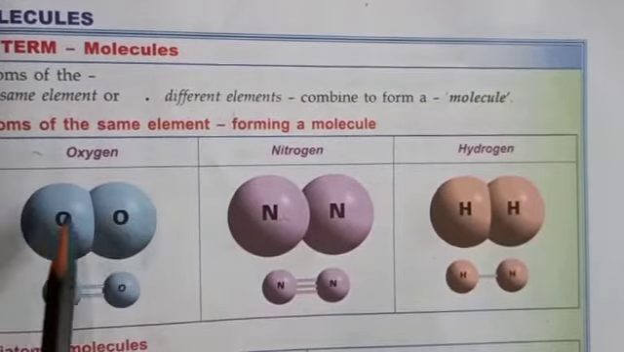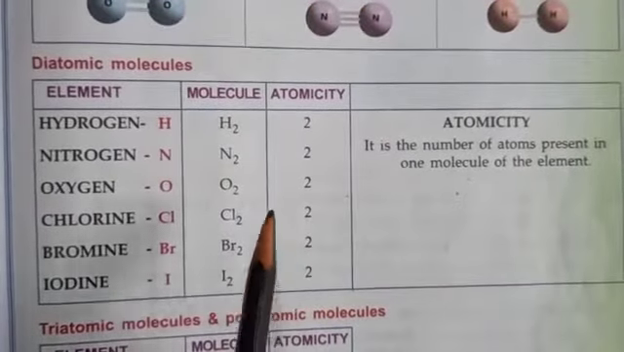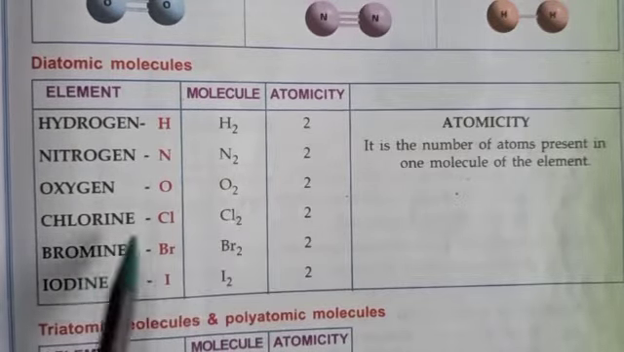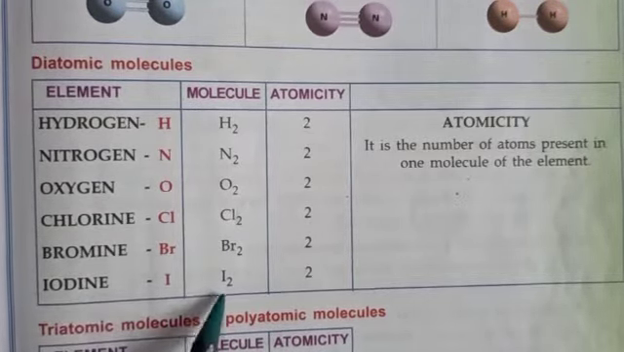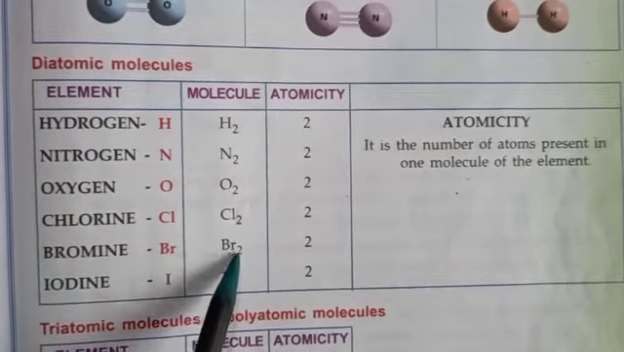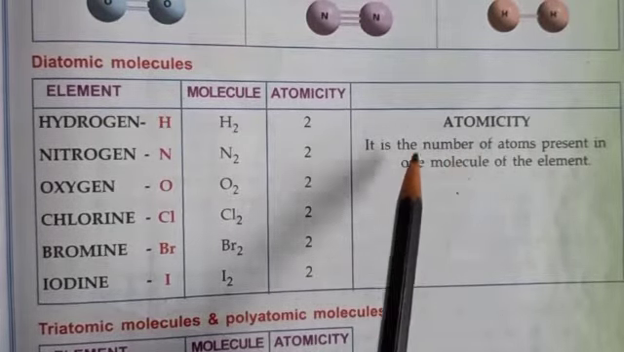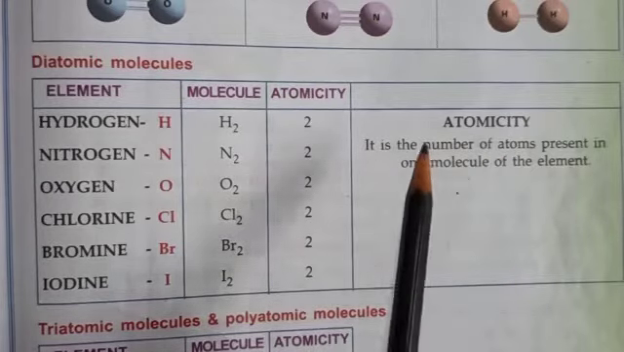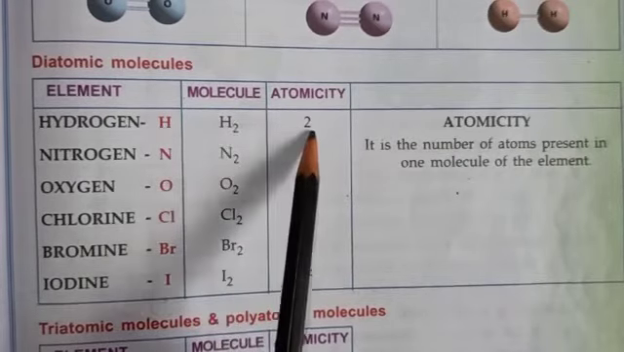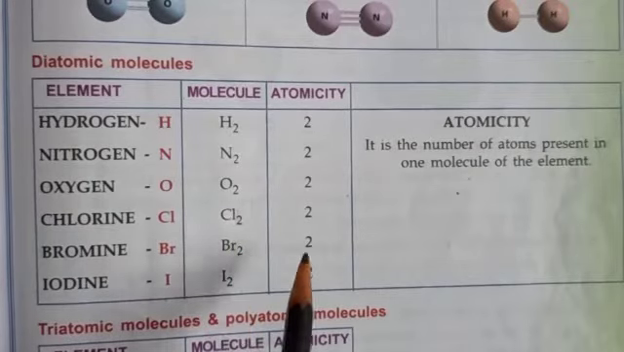Di means two. So two atoms are present, so they are called diatomic. Other examples of diatomic molecules are chlorine, Cl2, bromine, Br2, and iodine, I2. All these molecules are formed of atoms of the same element. Then comes atomicity. What is atomicity? Atomicity is the number of atoms present in one molecule of the element. So here two atoms are present: H2, 2, N2, 2, O2, 2. In the same way chlorine, bromine, iodine also 2, 2, 2.